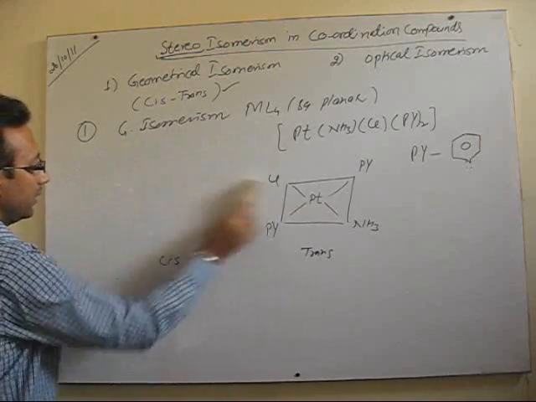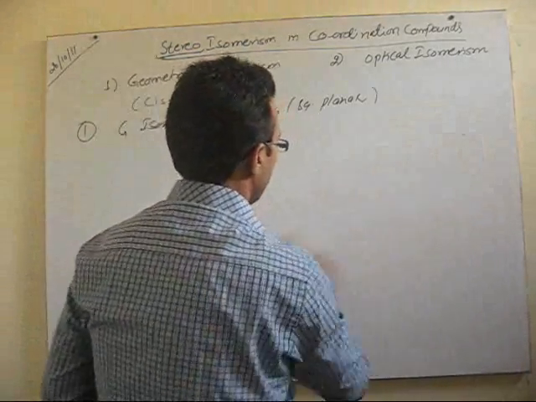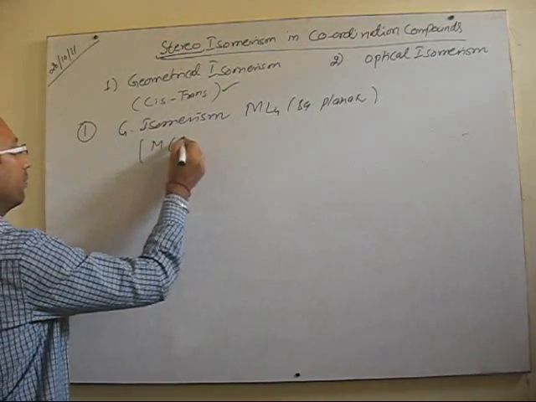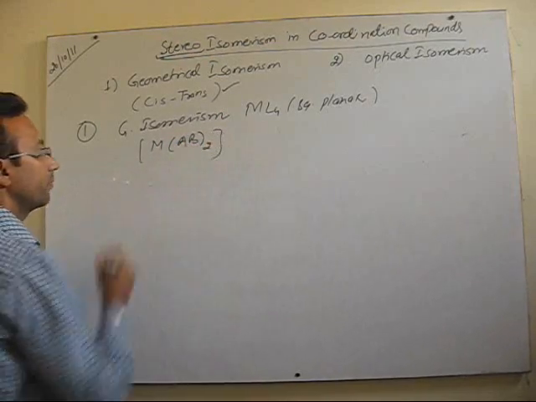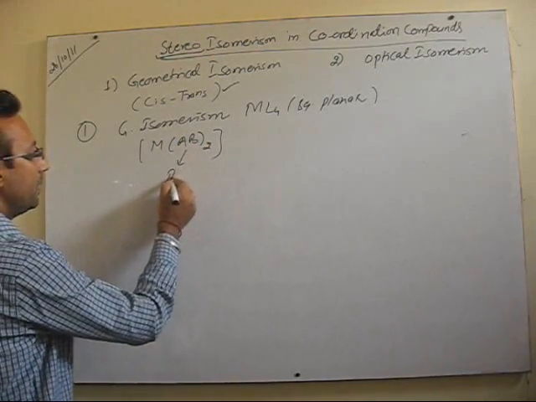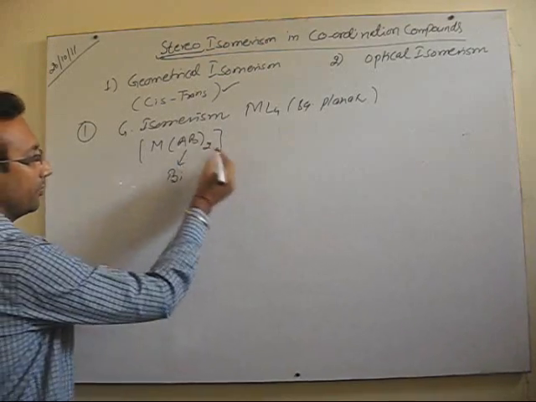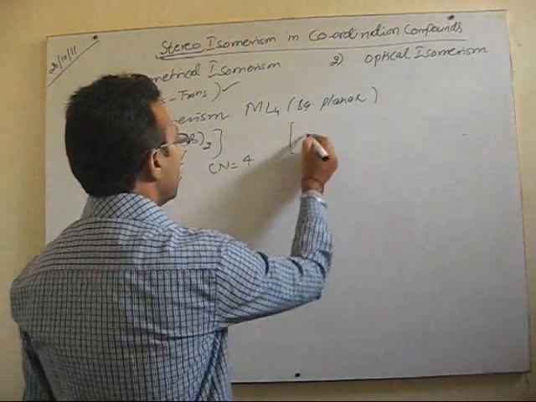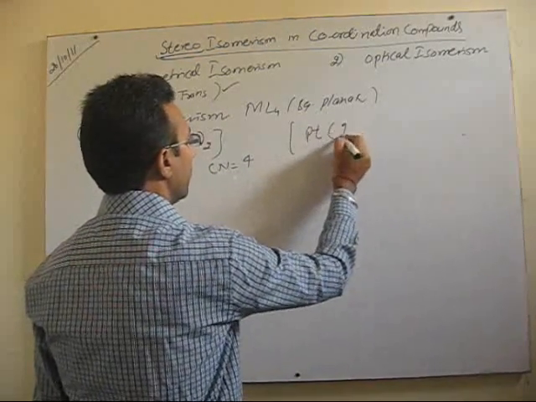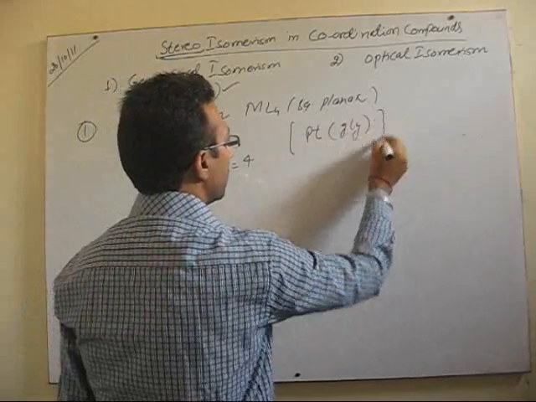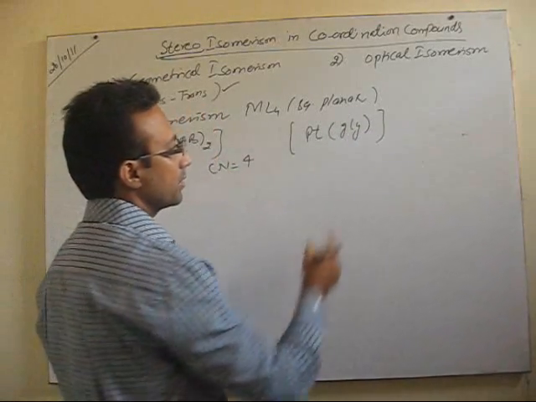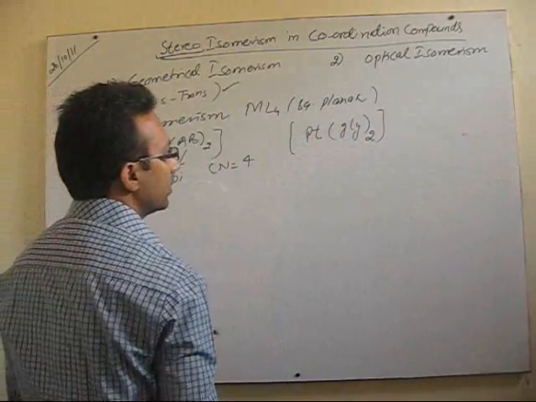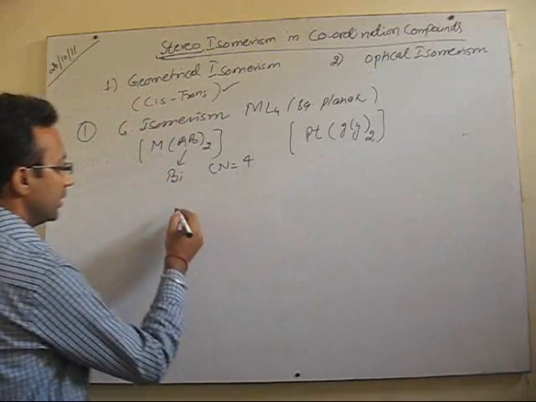Fine. Third case, we have a very important one, M(AB) twice. I have already told you that this AB is a bidentate ligand. Therefore, the coordination number in this complex is 4. One of the common examples is a complex of platinum, right? Remember, platinum is more common in forming square planar complexes. Twice. Now, glycinate. This is the small symbol used for gly.